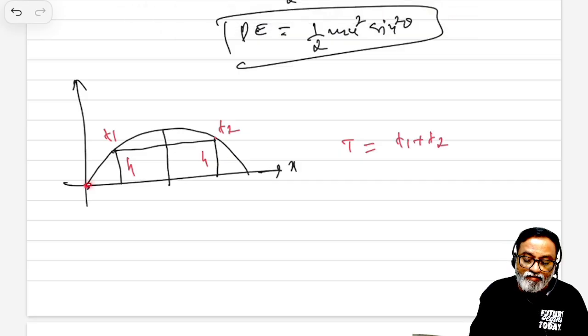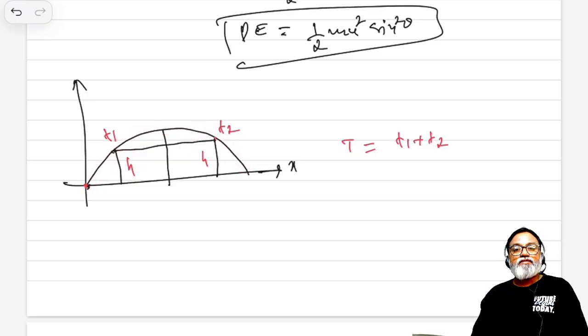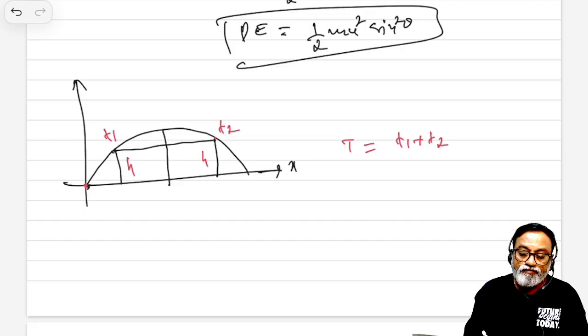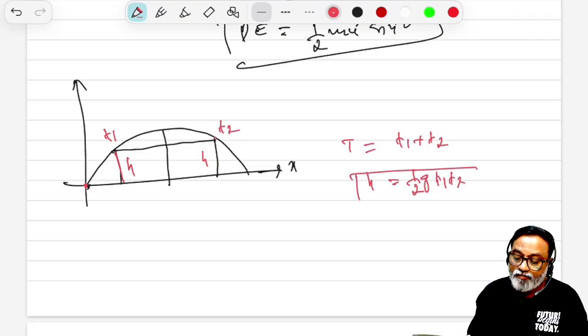See here, from here to here the time taken is t2. This is t1, therefore here also t1. Therefore, total time of flight t is equal to t1 plus t2, and this height h is equal to 1 by 2 into g into t1 t2. This is also very very important.